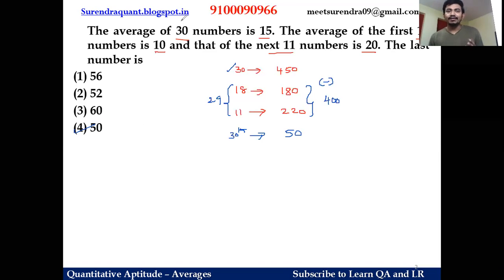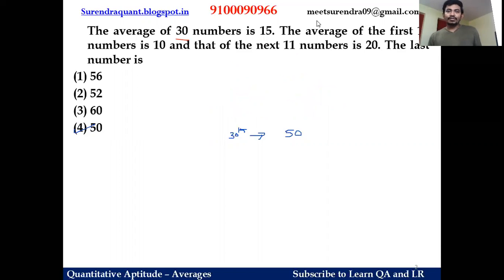So in this way, try to take the sum of the terms onto the paper directly. Don't write sum of terms is average into number of terms and all, right? Let's go for the second question.